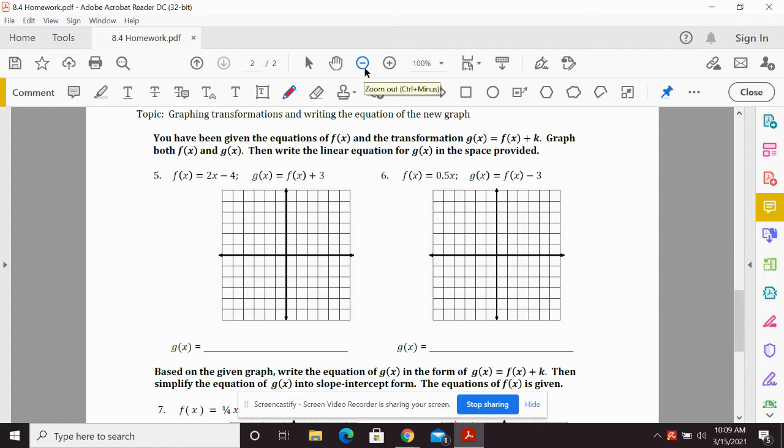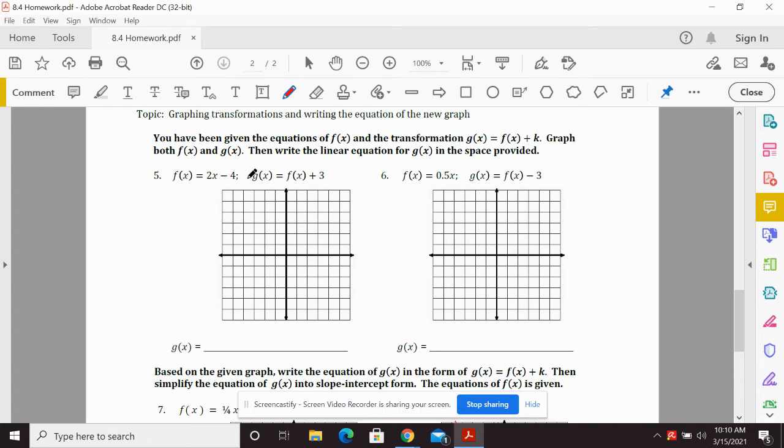Sorry, let me do it one more time. That was long. Okay. You have been given the equations of f of x and the transformations of g of x equals f of x plus k. Graph both f of x and g of x. Then write the linear equation for g of x in the space provided. Okay.